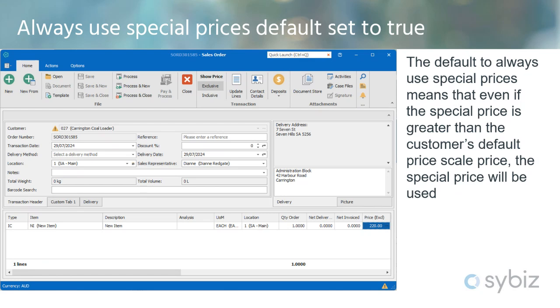There is the option in debtor defaults to say, I want to always use special prices. If you do that, then even if the special price is greater than the customer's default price scale price, the special price will be used. So here's the scenario where it's exactly the same as the previous scenario, except we've gone into the defaults and said, always use the special prices. And so it's used the 220 rather than the 200 on this occasion.